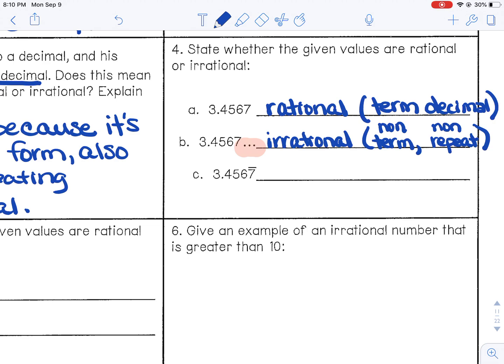Okay, the last one that we have here has a line on top of the 7. That makes it different from everything else. That means that the 7 is going to repeat forever. It will never end, but it does repeat. So we have a repeating decimal, and if you look at your definitions, a repeating decimal is a rational number.